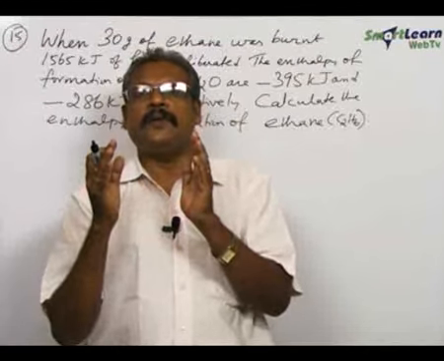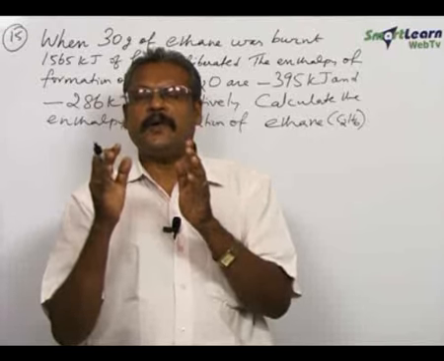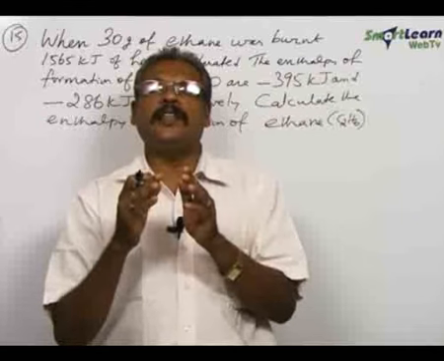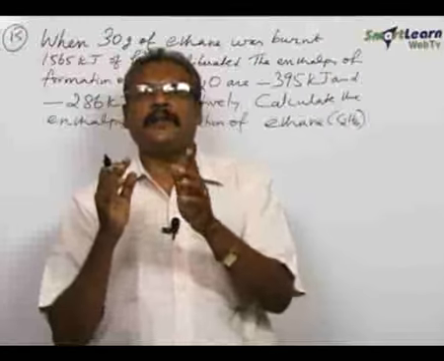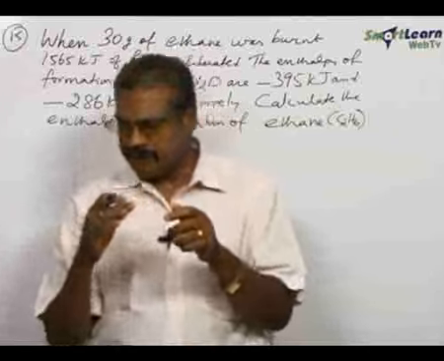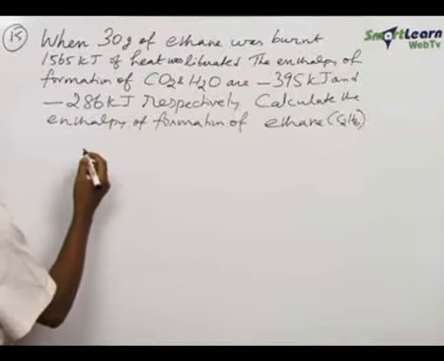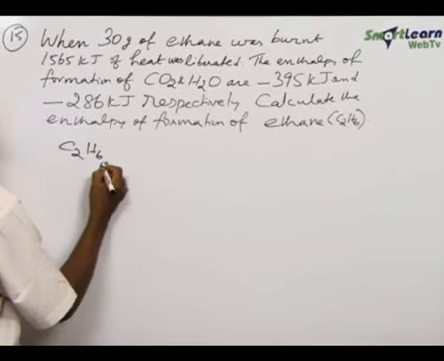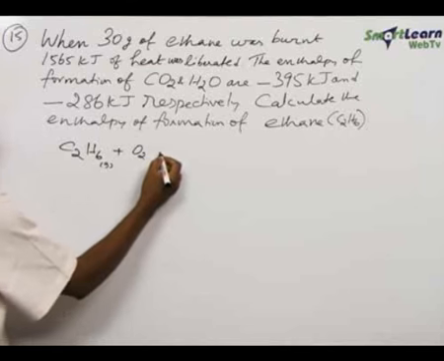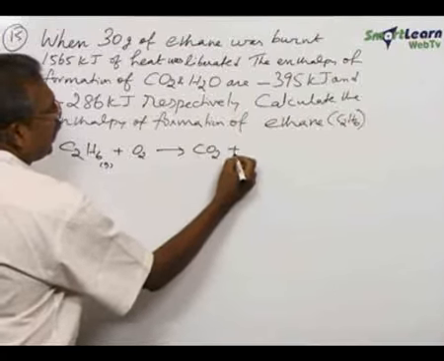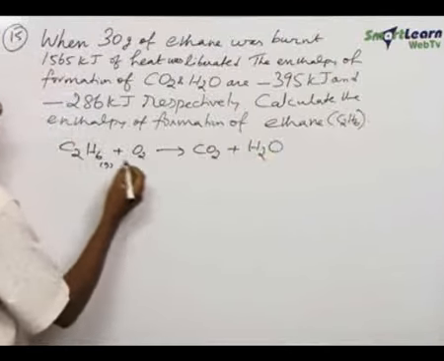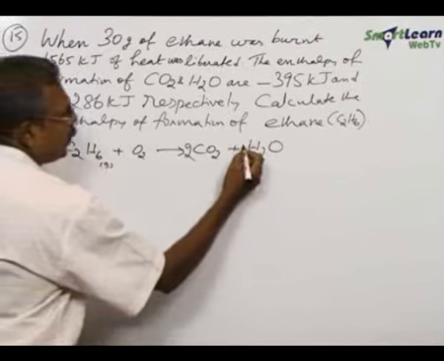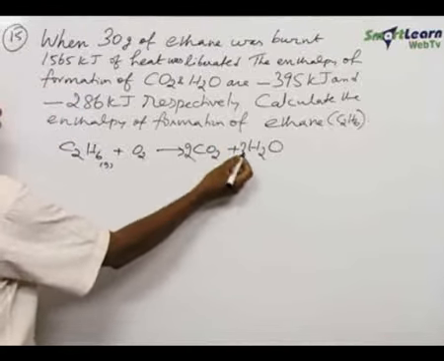So the enthalpy of formation of ethane can be found from the data, that is the heat of the reaction and also the enthalpy of formation of the respective products and reactants. The problem is solved like this. The thermochemical equation is C2H6 gas plus oxygen giving carbon dioxide and water. First we have to balance it. 2 carbon, therefore 2 CO2, and 6 hydrogen atoms, put 3 H2O here. So carbon and hydrogen are balanced now.